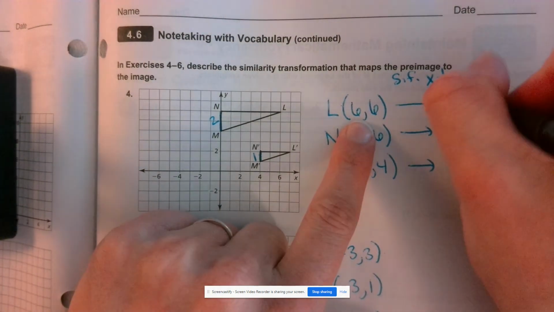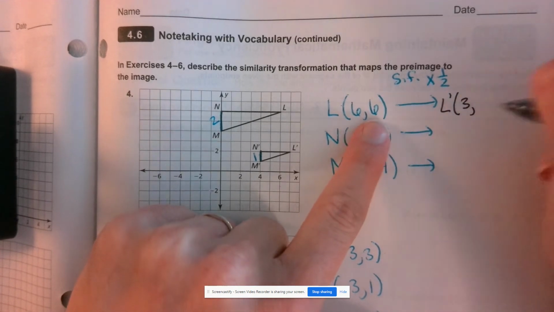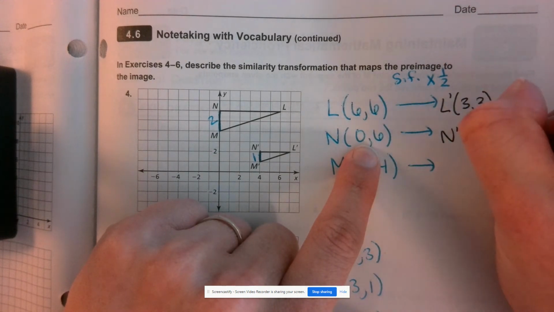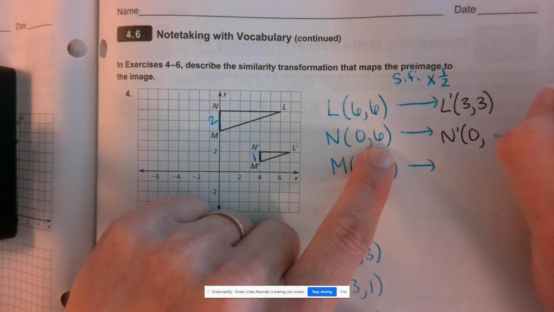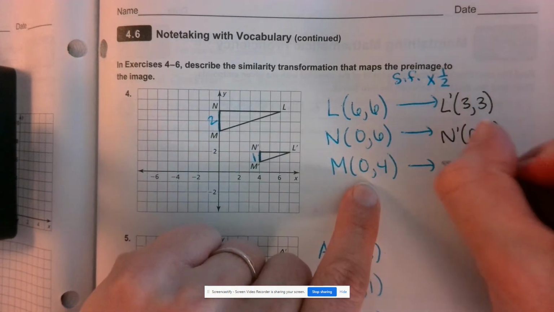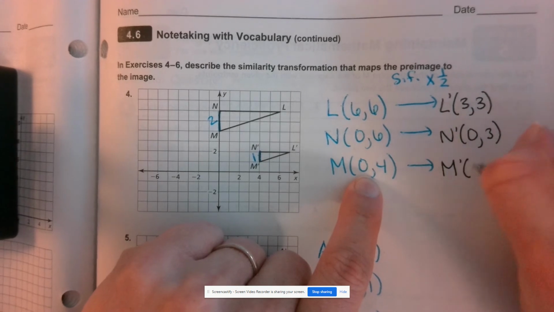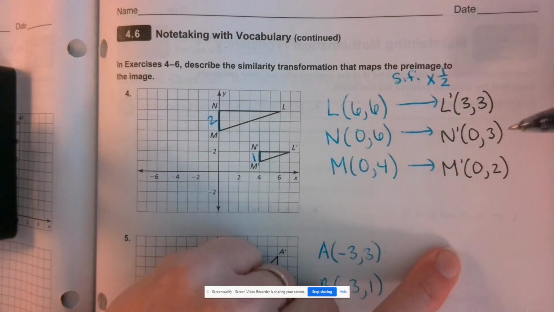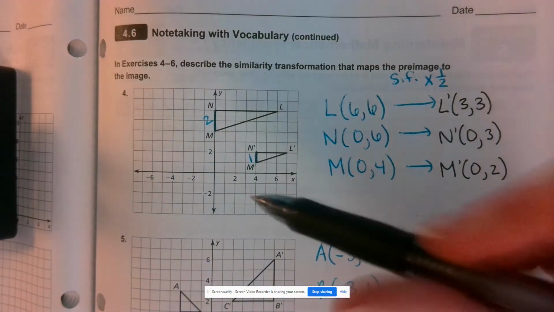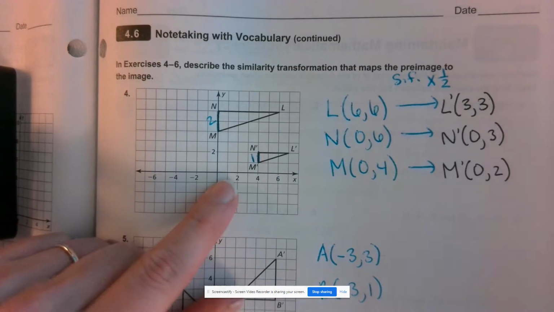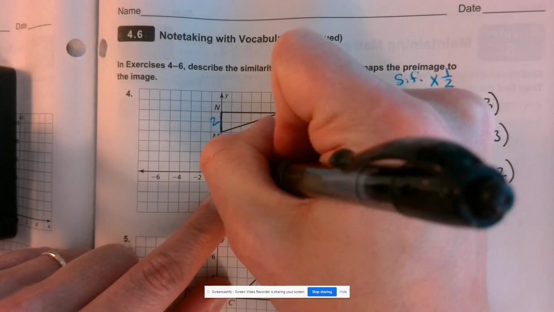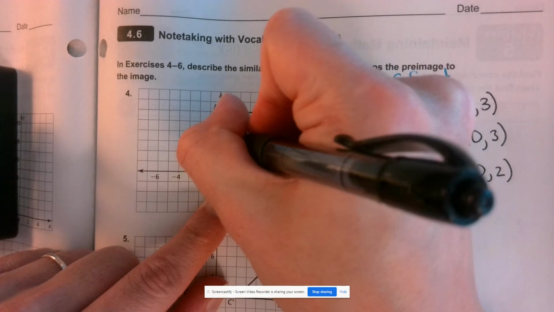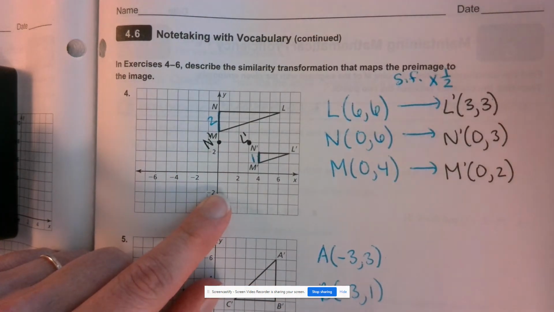So 6 times 1/2 is 3. 6 times 1/2 is 3. 0 times 1/2 is 0. And 6 times 1/2 is 3. 0 times 1/2 is 0. And 4 times 1/2 is 2. So I'm going to plot these three new ordered pairs on my graph. L prime is at 3, 3. N prime is at 0, 3. And M prime is at 0, 2.